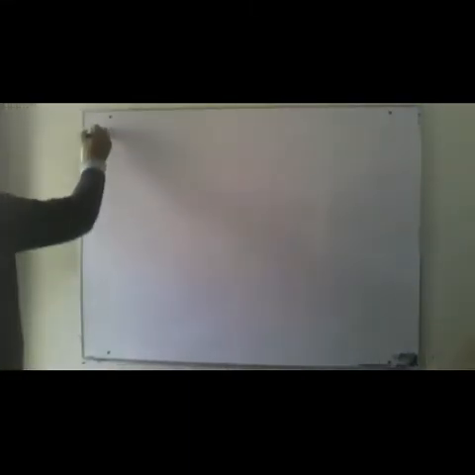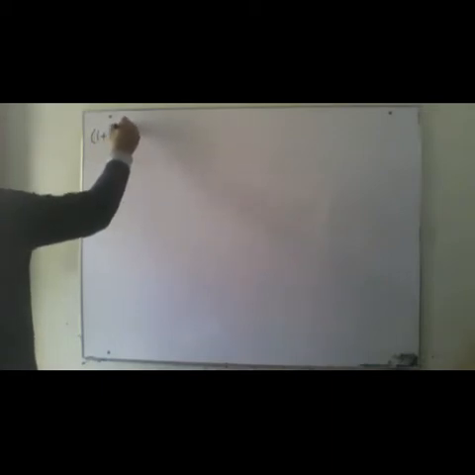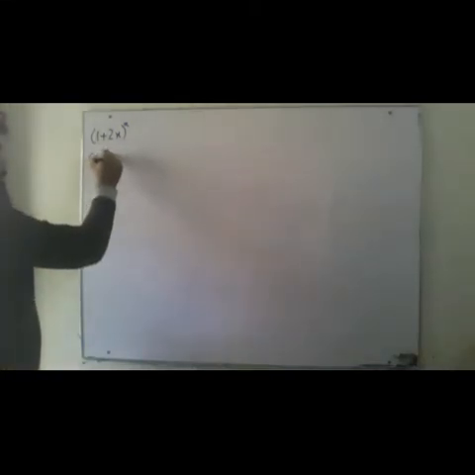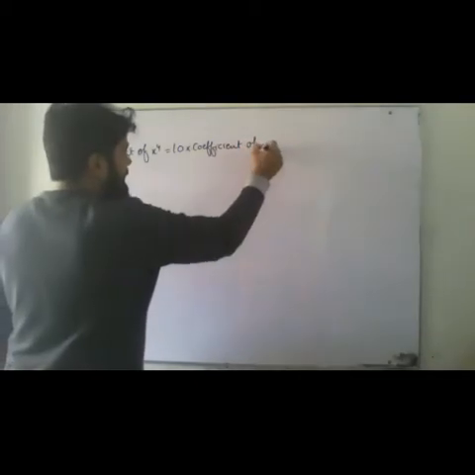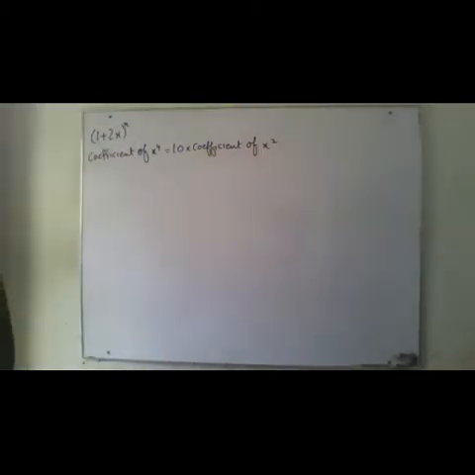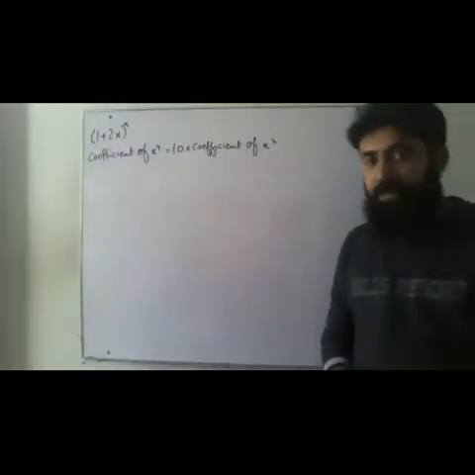Now the question says that (1 plus 2x) whole power n is an expansion in which the coefficient of x power 4 is 10 times the coefficient of x square. This is given to me. Of course, they are saying that we have to find the value of n. In this one I have to find the value of n.